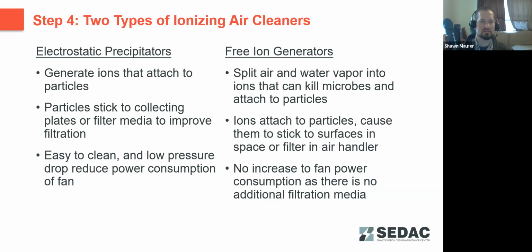Another option is ionizing air cleaners. These use a high energy plasma to split particulates in the air into ions, oxygen atoms, and water vapor. Those ions can be used in two different ways. You can have an electrostatic precipitator where those ions attach to particulates in the air and then flow through charged plates that then attract those ions to the plates and draw particulates out of the airstream.